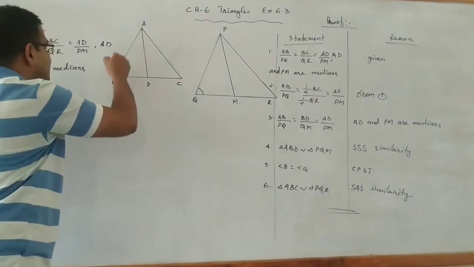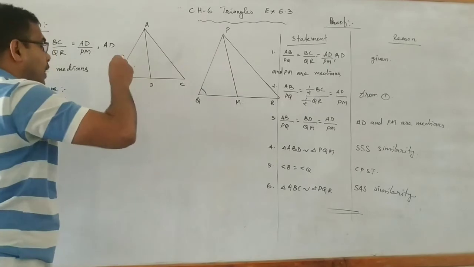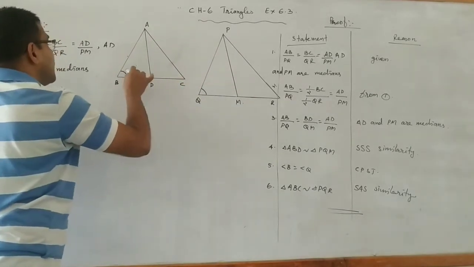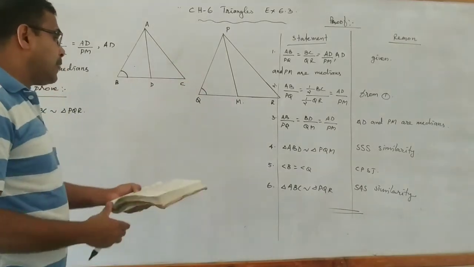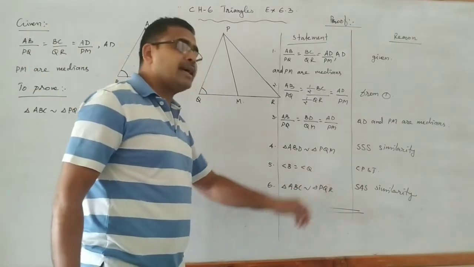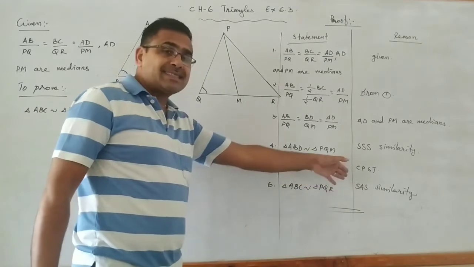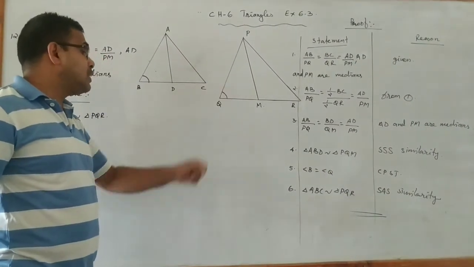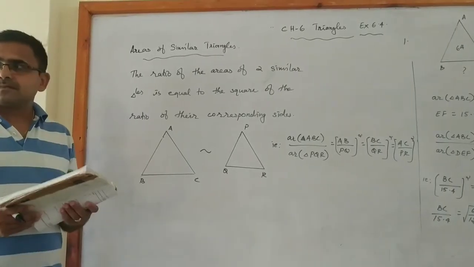Now you see, if you consider triangle ABC and triangle PQR, you see AB by PQ equals BC by QR, as well as angle B equals angle Q. Then we can say triangle ABC and triangle PQR are similar by SAS similarity. This question is very important. Once more you have to listen and understand clearly.